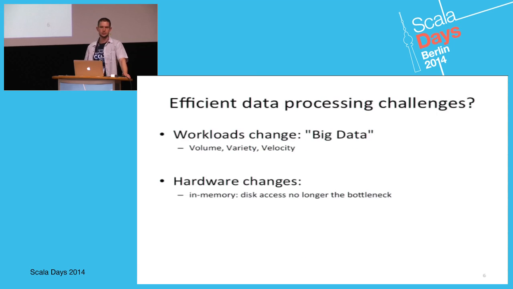So what are the challenges in data processing right now? The biggest thing is that the workloads change. Everybody is aware of big data, and that usually is taken to mean that we have more data, more different kinds of data, and data is coming faster at us, so we need to process things in a more efficient way. The other thing is that hardware changes. It used to be the case that database systems were mostly disk-based, and disk I/O was the main bottleneck. This is fundamentally changing since systems are moving towards an in-memory processing model. So systems need to adapt to these changing requirements.